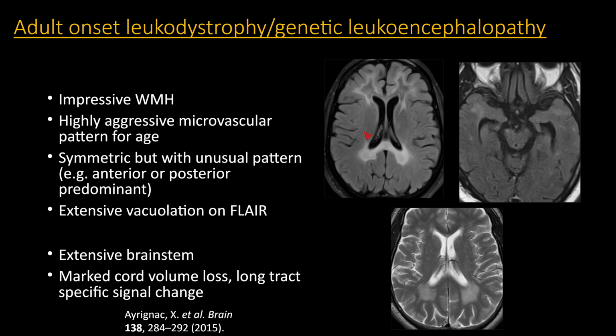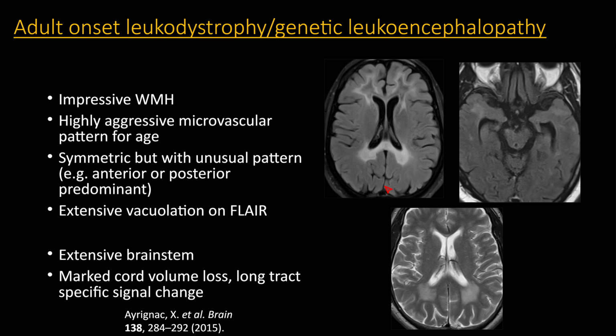If you have extensive vacuolation, like you can see in this particular case, a lot of FLAIR hypointensity within areas of FLAIR hyperintensity. Again, if you recall from our MS section, you can see this in MS as well, but you can sometimes see it with adult onset leukodystrophies and leukoencephalopathies as well. So that's something that makes you consider these.